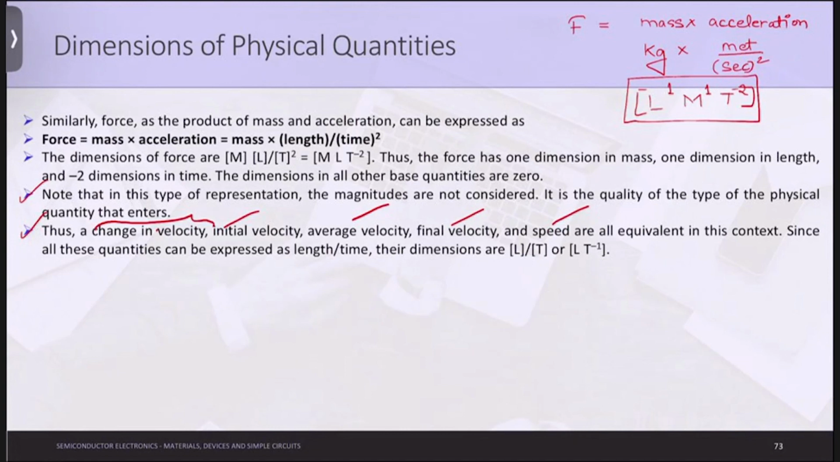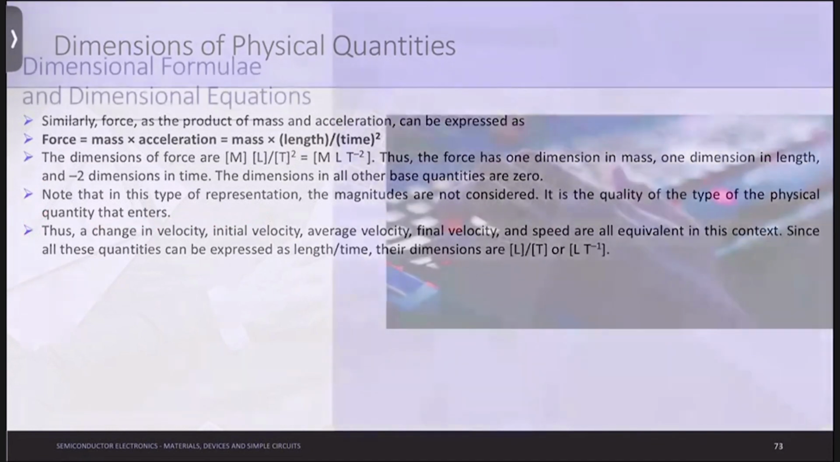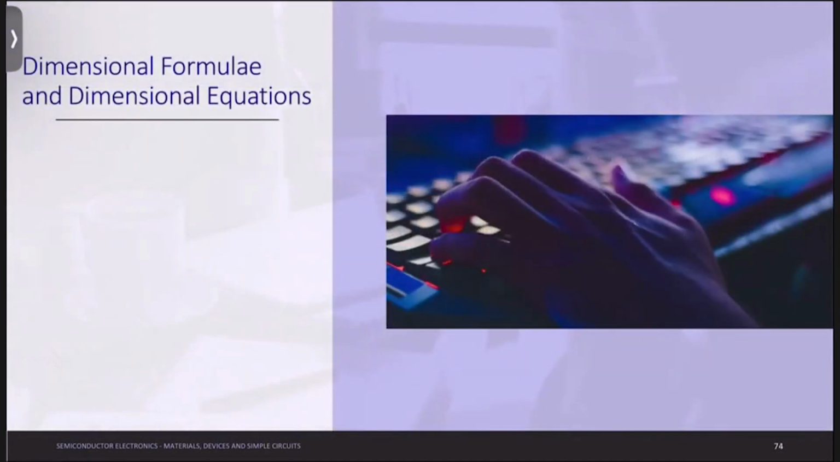Okay, so just relax for a bit and you can understand all these concepts very clearly in the next chapter. Let's move on for now. Since all these quantities can be expressed as length upon time, the dimensions are L by T, or basically LT inverse. Fine. So let's now understand dimensional formula and dimensional equations.